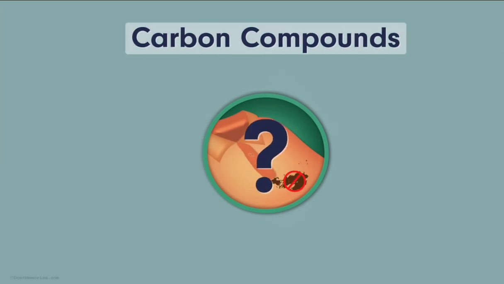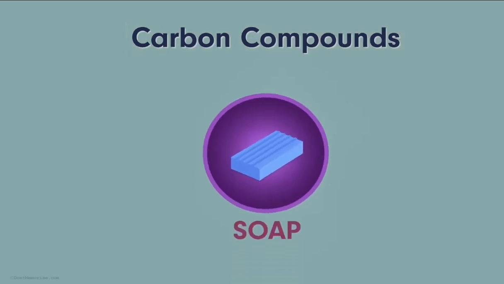So we will discuss how carbon compounds are used for cleaning our clothes. How is it that carbon compounds are used in the form of soap? Yes, they are. They are chemically the salts of fatty acids.